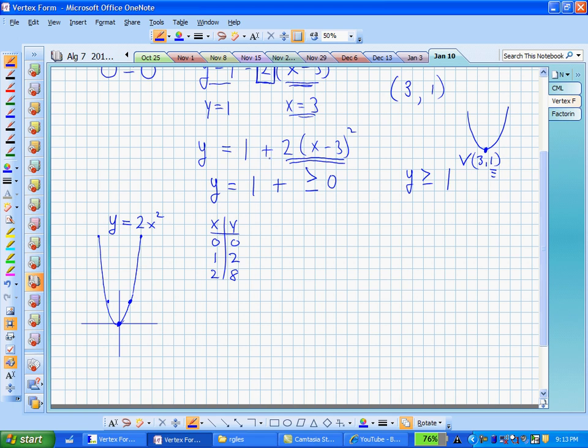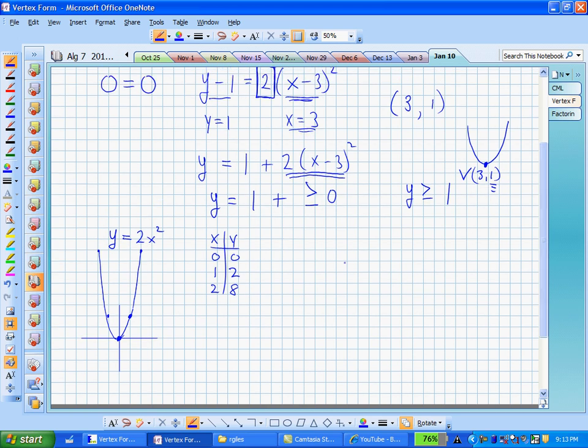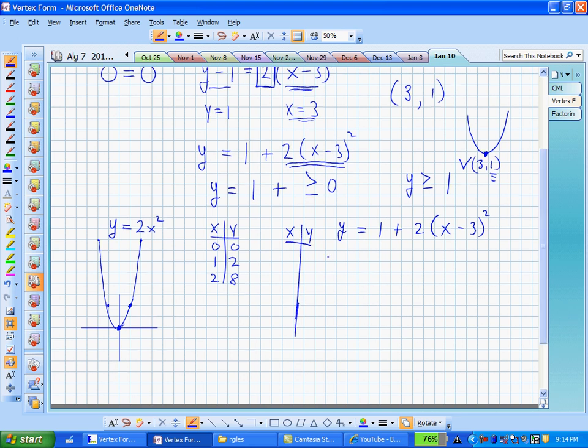Well, how does that help us with this other parabola, which we now have in the form of y equals 1 plus 2 times the quantity x minus 3 squared? Well, again, a quick little table of values. And let's look at the similarity in how these functions go together. If we plug in 0 here, we got 0. But our vertex, we know, is the point 3, 1.